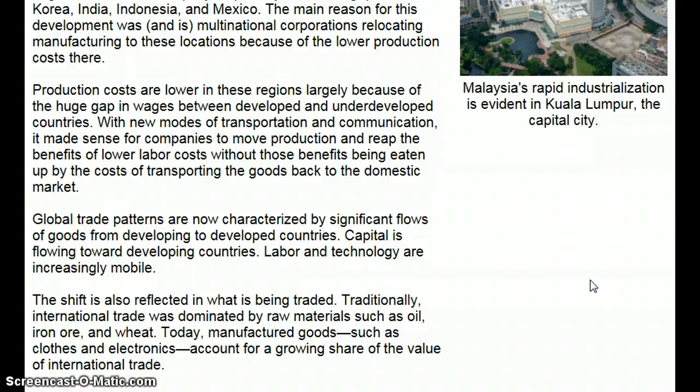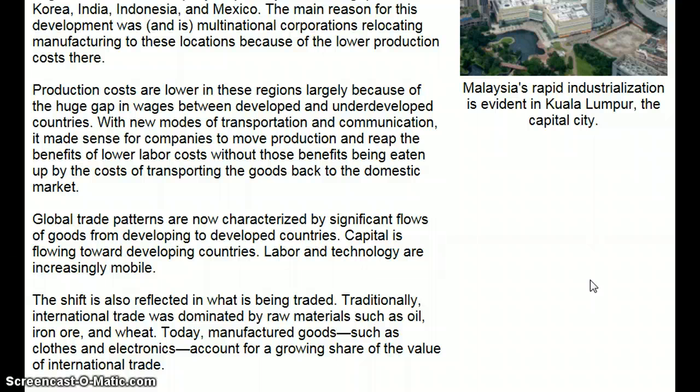With new modes of transportation and communication, it made sense for companies to move production and reap the benefits of lower labor costs without those benefits being eaten up by the cost of transporting the goods back to the domestic market. Global trade patterns are now characterized by significant flows of goods from developing to developed countries. Capital is flowing towards developing countries. Labor and technology are increasingly mobile.